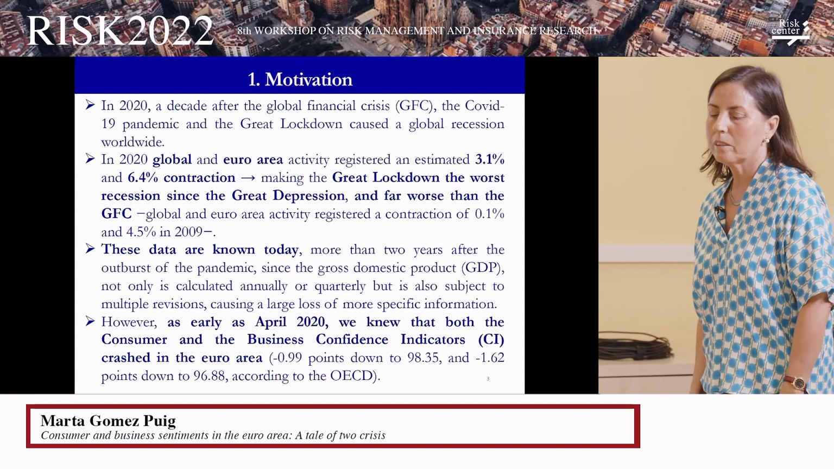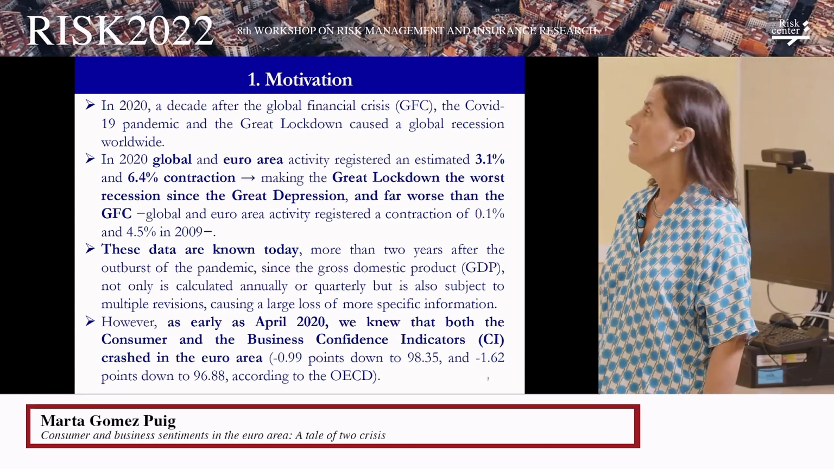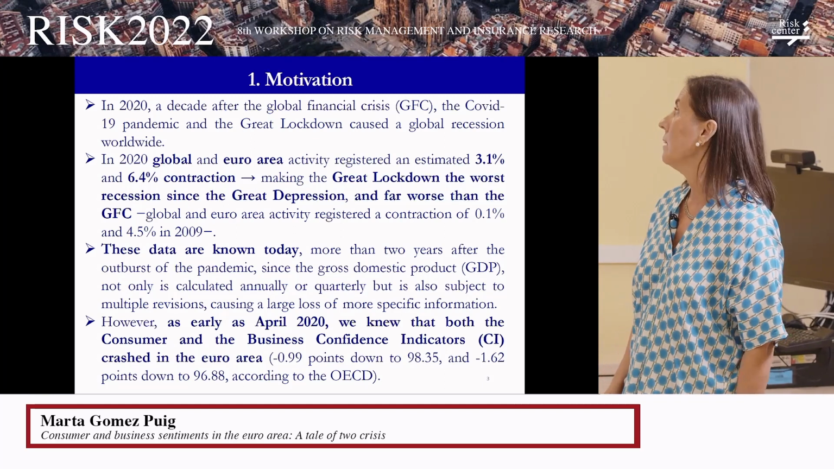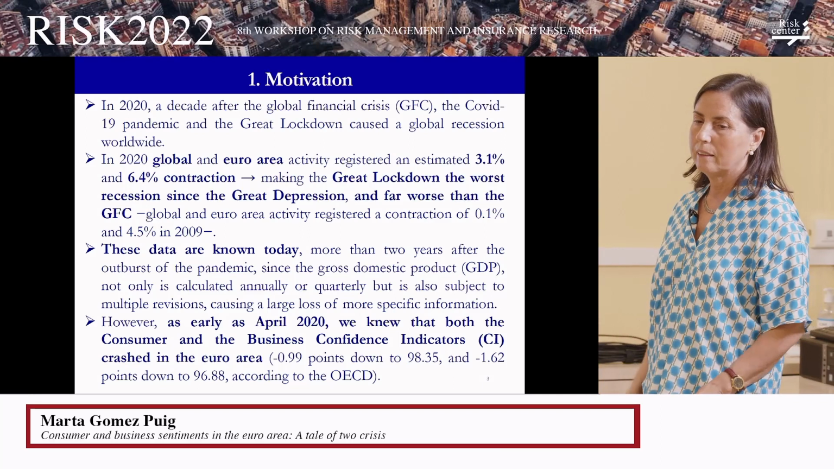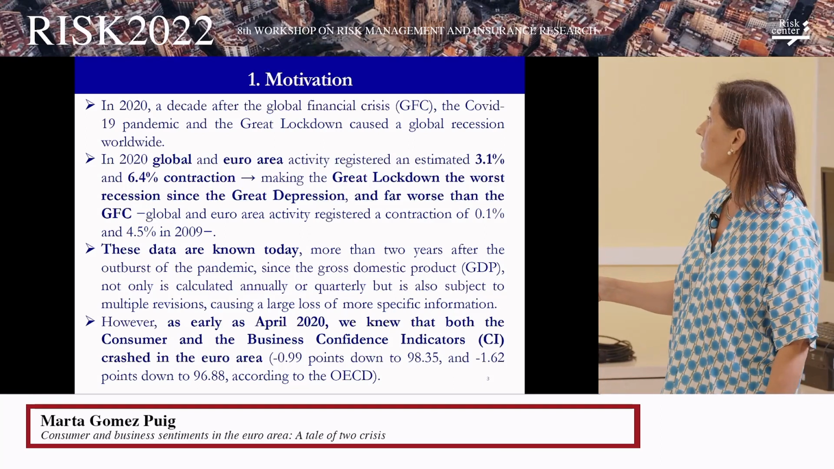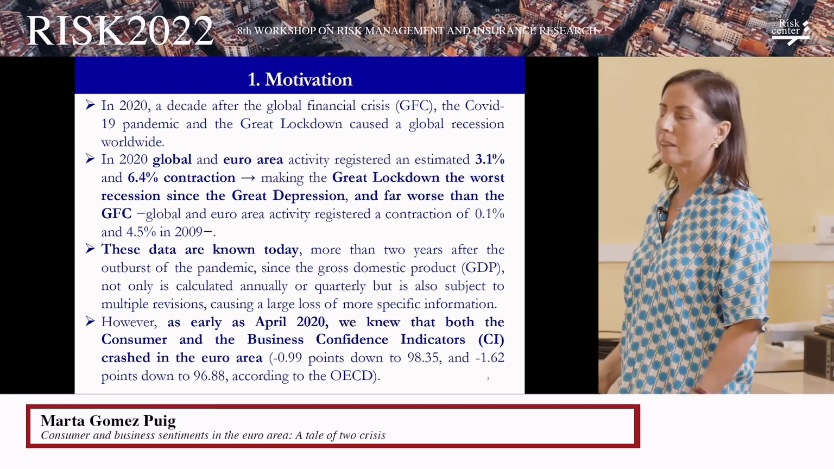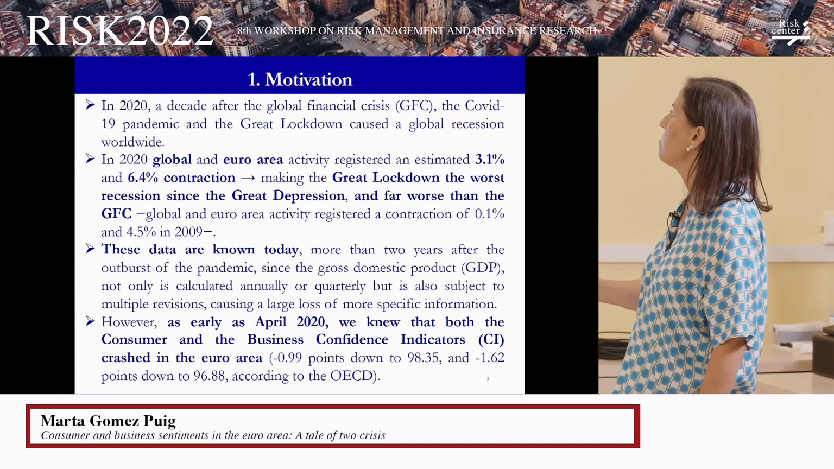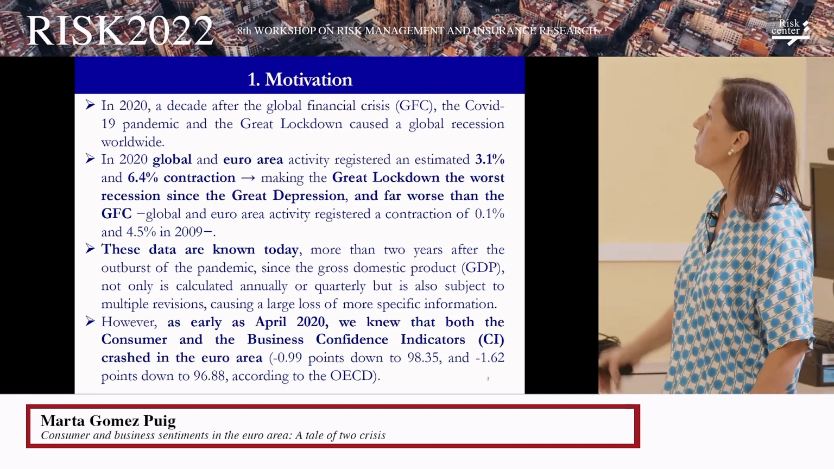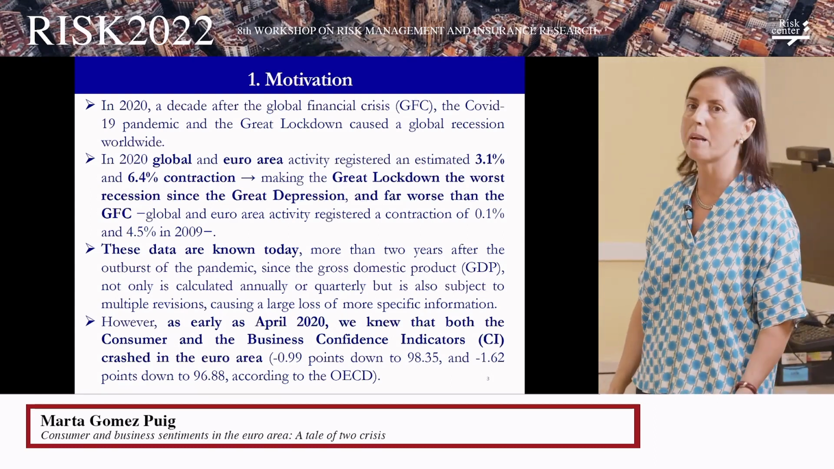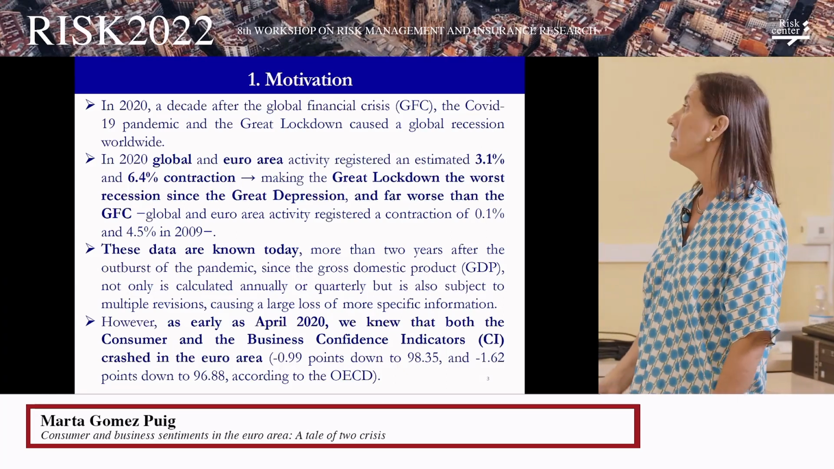Regarding the motivation, in 2020, a decade after the global financial crisis, the COVID-19 pandemic and the great lockdown caused a global recession worldwide. Concretely, global and euro area activity registered an estimated 3.1% and 6.4% contraction, making the great lockdown the worst recession since the Great Depression, and even worse than the global financial crisis.